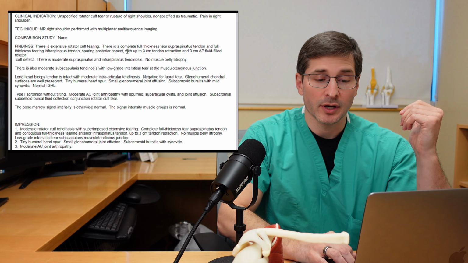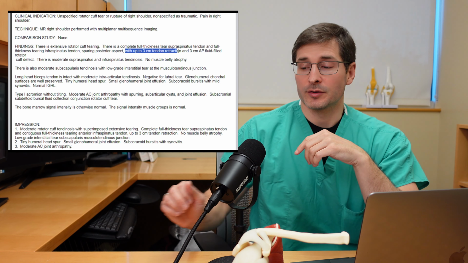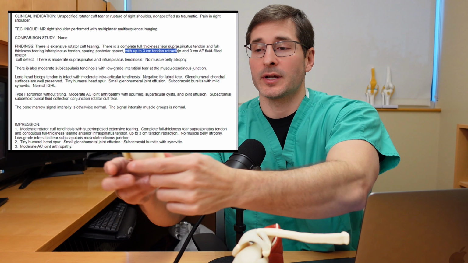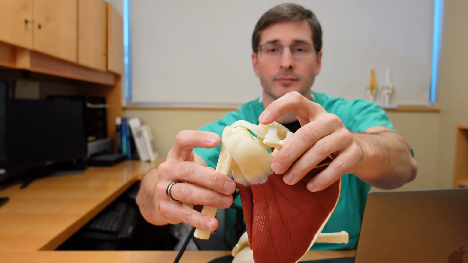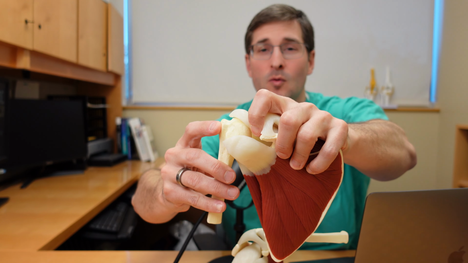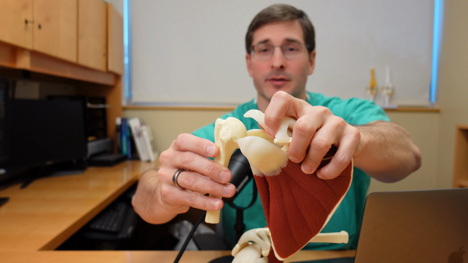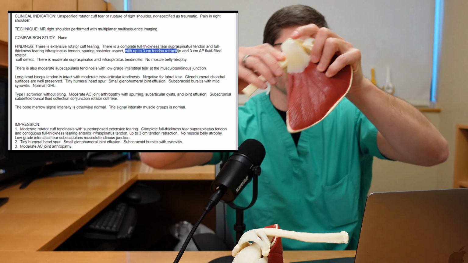And then they say with up to 3 centimeters of tendon retraction. So what they're saying is, we'll come to more of our tear model here, that this tendon, where it attaches to bone right here, is torn and retracted 3 centimeters away from the bone. So that's a pretty big tear.